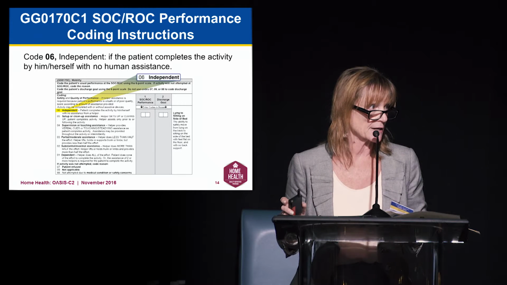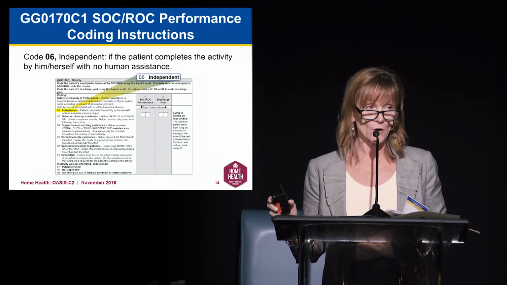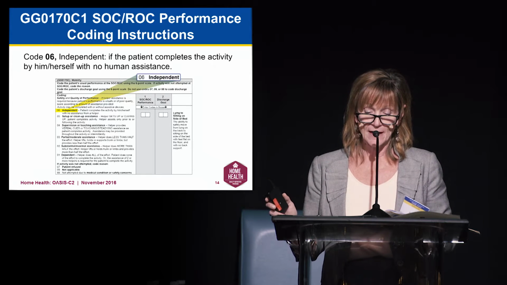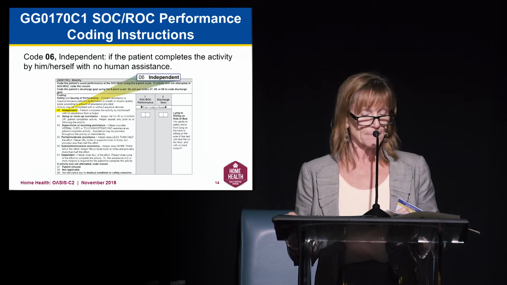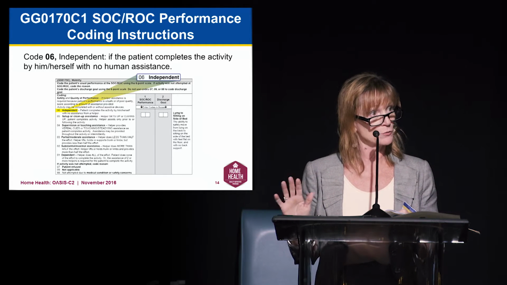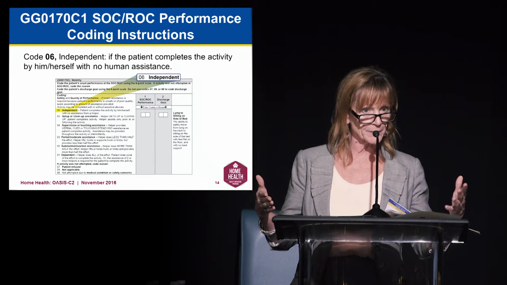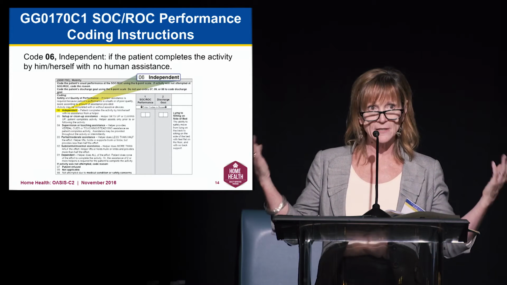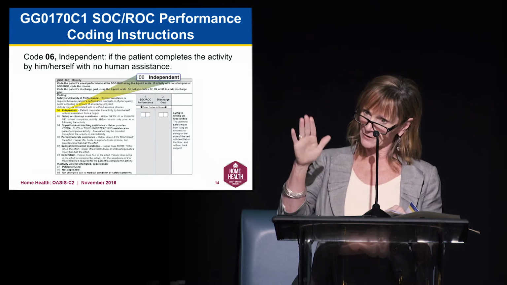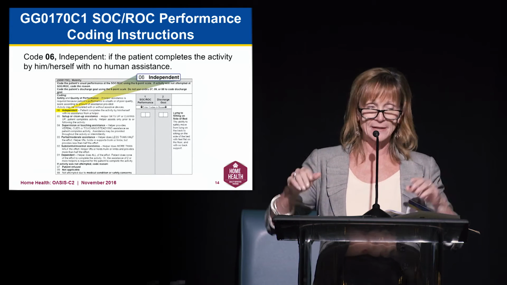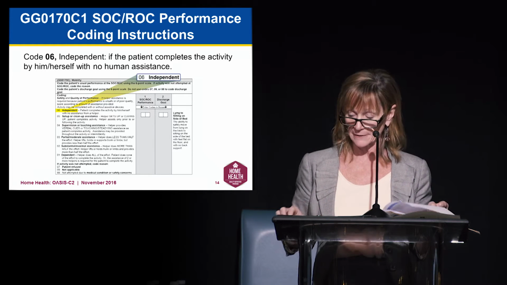So looking at the actual screenshot of the measure, you can see the highlighted area, which is the code 6 for independent. And this is, as I described earlier, if the patient can complete the activity by him or herself without any human assistance whatsoever. So there would be no caregiver helping in any way. The patient wakes up and their alarm goes off and they're able to get up from lying to sitting on the side of the bed and get their feet on the floor without any assistance. That would be a code 6 independent.